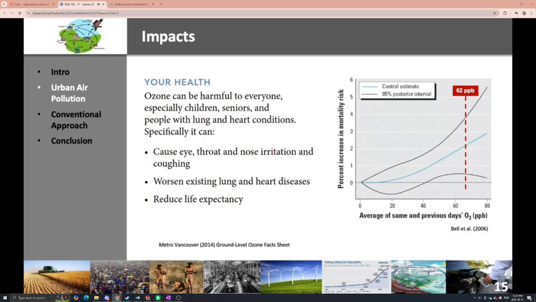The blue line on this graph shows that at 40 parts per billion, again, a teeny tiny amount, the mortality in hospitals increases about 1%. And at 62 parts per billion, which is the Canadian standard that's allowed to be considered normal, the increase is roughly 2%. This really highlights that there is no safe level of ground-level ozone. And overall, it's in our best interest to reduce the levels of ozone as low as possible all the time.